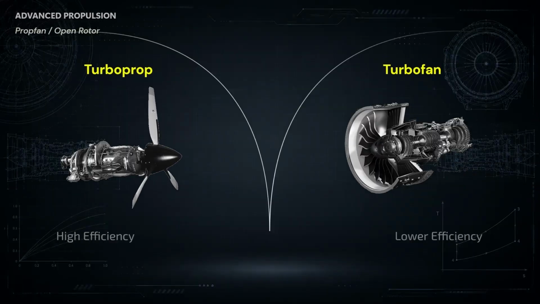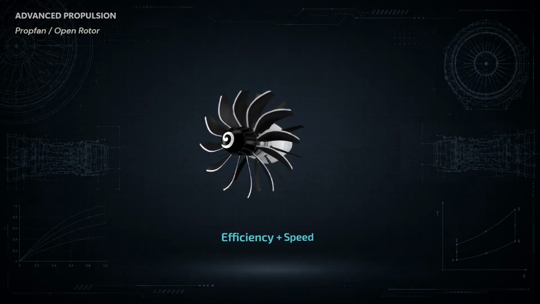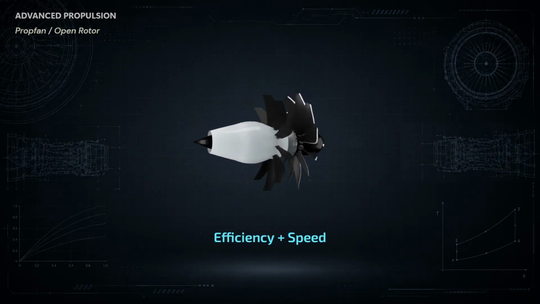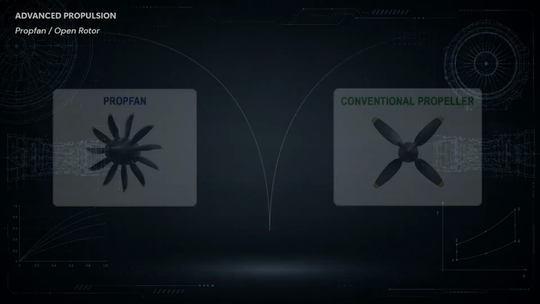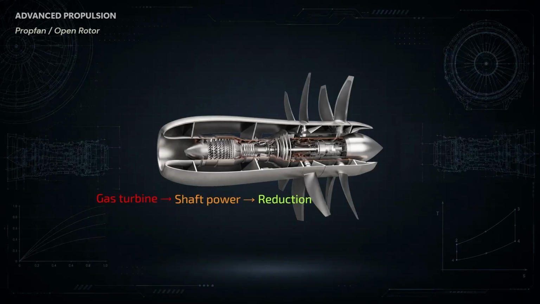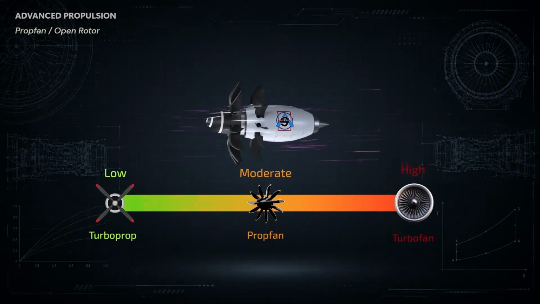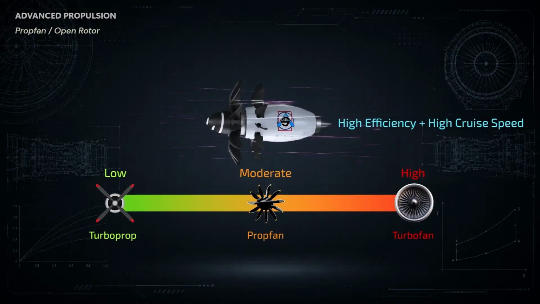What happens when engineers try to combine some of the efficiency of a turboprop with the speed capability of a turbofan? One answer is the propfan, also known as an open rotor concept. Propfans use highly advanced propeller designs, often with multiple swept blades, and are driven by turbine machinery. They have been investigated as a way to achieve very high propulsive efficiency while maintaining relatively high aircraft cruise speeds.